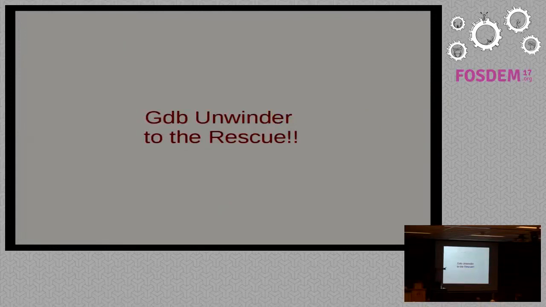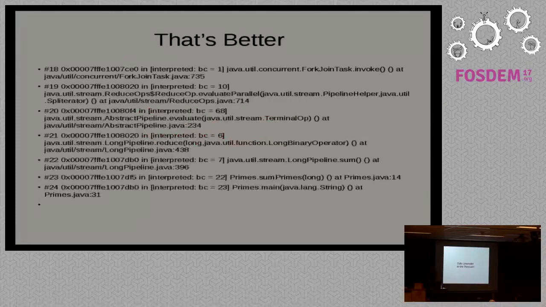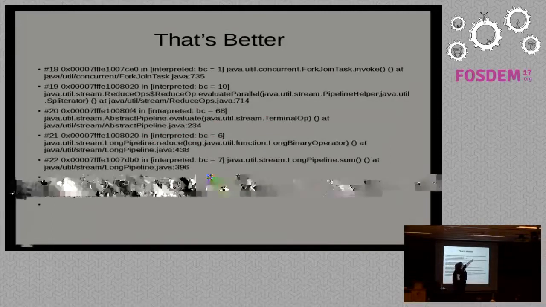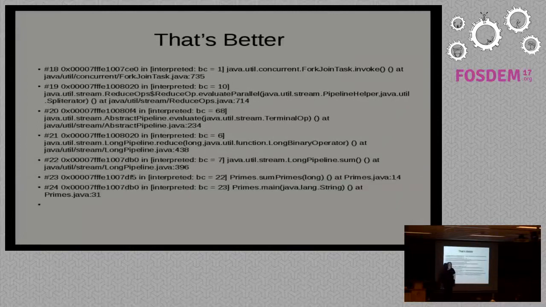So Andrew Haley wrote something called the GDB unwinder. Andrew Dinn, sorry, Andrew Dinn. And when you run that, you can see that this is just interpreted. I halted it really quick and looked at it. And you can see up here that it all calls down into java.util.concurrent ForkJoin, which is what you kind of expected if you knew about this stuff at a low level.